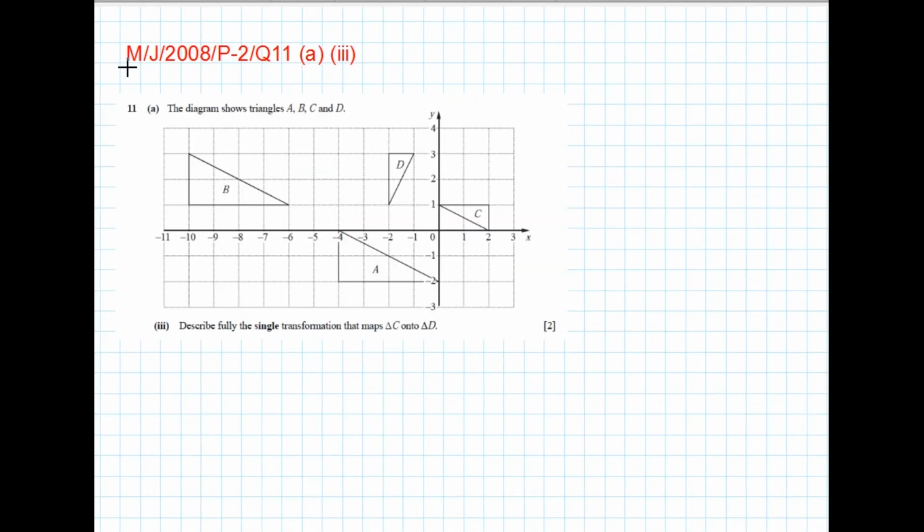Next question is May-June 2008, paper 2, question number 11, part 3. The diagram shows triangles A, B, C and D. Describe fully the single transformation that maps triangle C onto D.